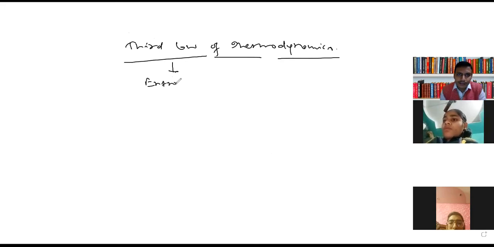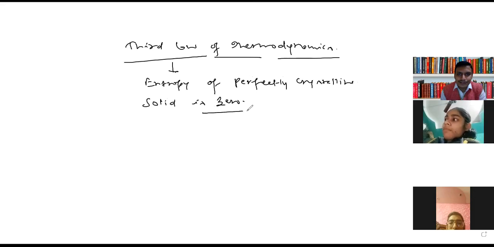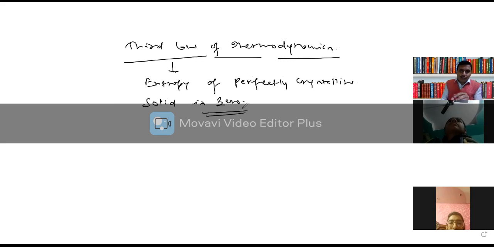The third law of thermodynamics is that the entropy of a perfectly crystalline solid is zero. Why zero? Because if any solid is perfectly crystalline, that means the particles are closely packed together. That means there is no randomness in that particular solid. That's why the entropy of a perfectly crystalline solid is zero. This is the third law of thermodynamics.